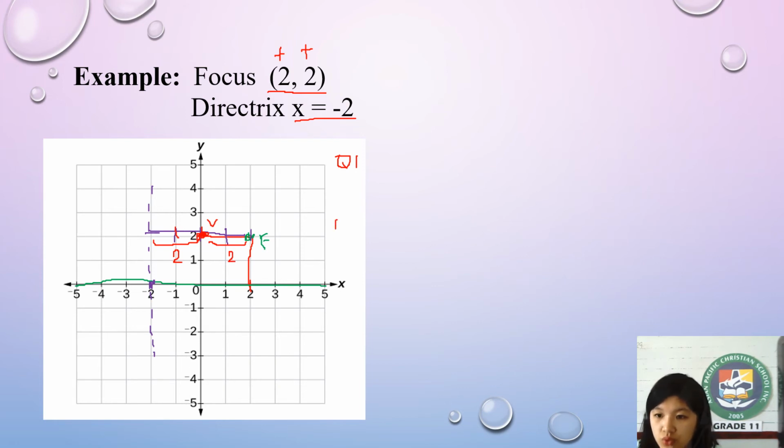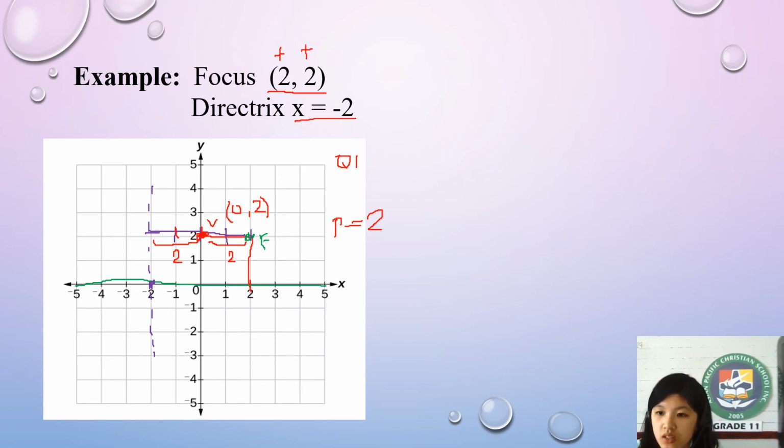So, P is equal to 2. Yan. And ang ating vertex ay, we have the x-axis 0 kasi nasa y-axis tayo, and ang y-axis natin ay 2. So, ang vertex natin ay 0 and 2. So, paano natin malalaman yung standard form nito?